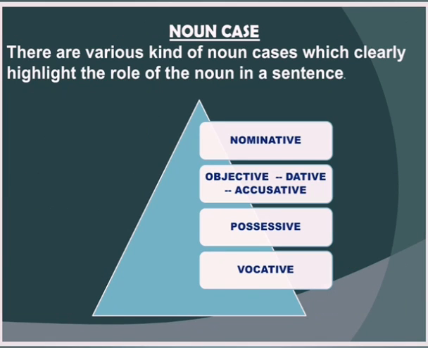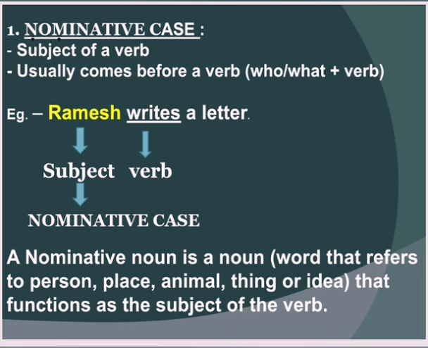Now we come to the most important part of the chapter, nouns, that is the noun cases. Noun cases highlight the role of the nouns in different cases. We will see how. Let us know the 4 cases of nouns. The first is nominative, the second is objective, the third is possessive and the fourth is vocative. Let's see the first case, nominative case. It is the subject of a verb and it usually comes before a verb.